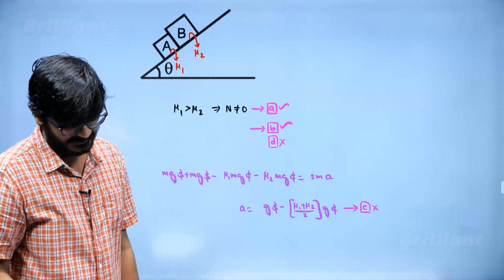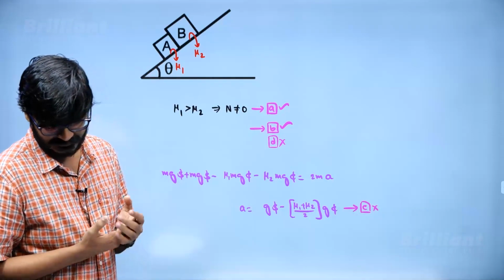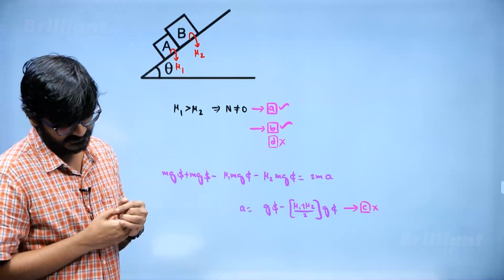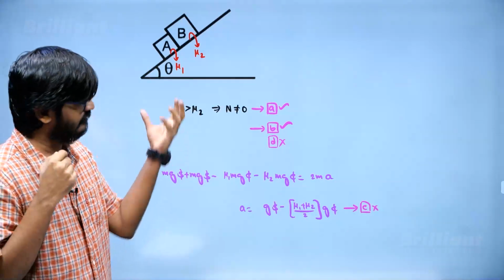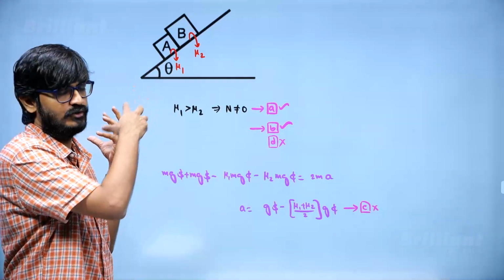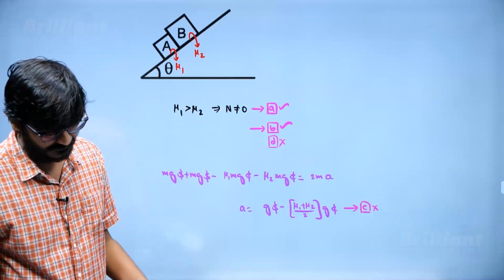The blocks will remain in contact. Yes, option A is correct. Now option B. Yes, if it is less, then both will slide with different accelerations. We understood it, right? If A is moving quicker and B is moving slower, they won't be in touch anymore. So they will have different accelerations.